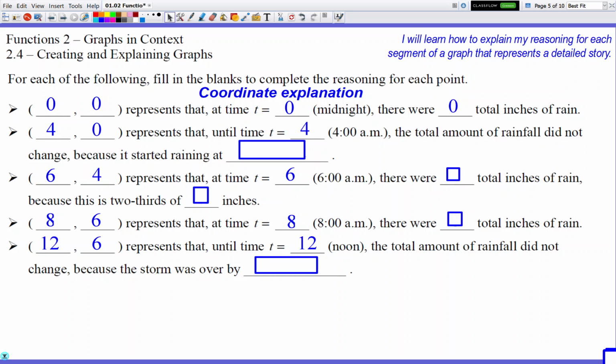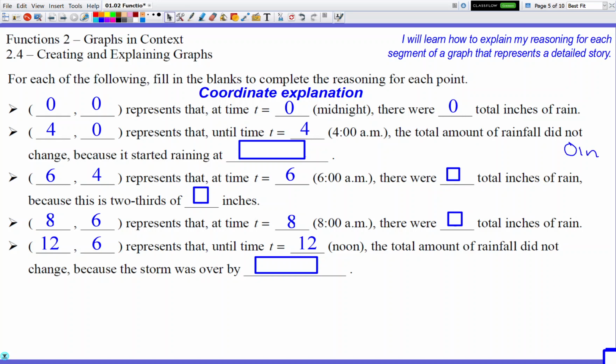Okay, so let's explain the next y value for the next coordinate. So 0 for the y coordinate in the next coordinate. And it says the total amount of rain did not change. So there's your key statement right there. When it says did not change, what was my y value before? My y value was 0. And if it didn't change, is it still 0? Yeah, it's still 0.